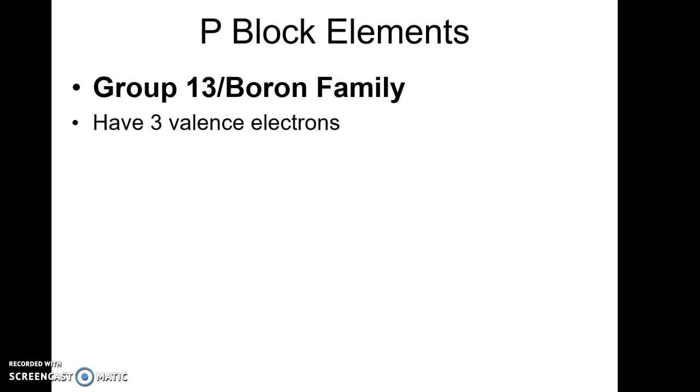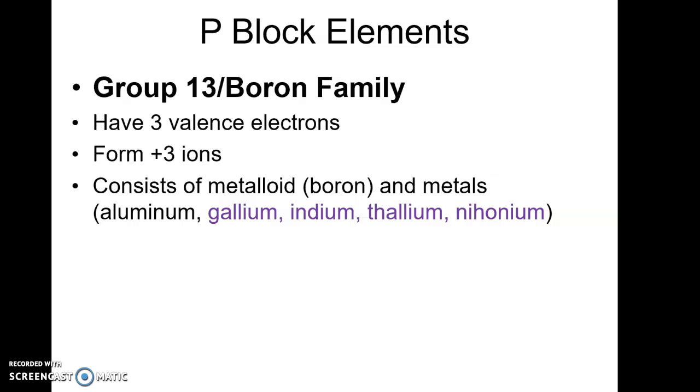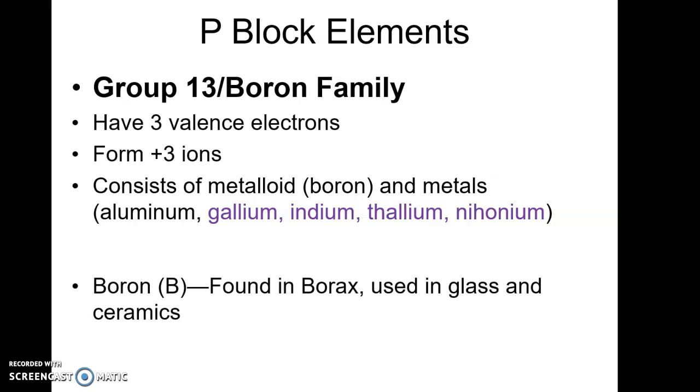So everyone in this family has 3 valence electrons, 3 electrons in their outer shell. And so they will form +3 ions because they will want to get rid of those 3 to have a full outer shell in the one below. So this is like a mixed group. It has metalloids, which are boron, and metals, which are aluminum. And then the other ones you don't need to know are gallium, indium, thallium, and nihonium.